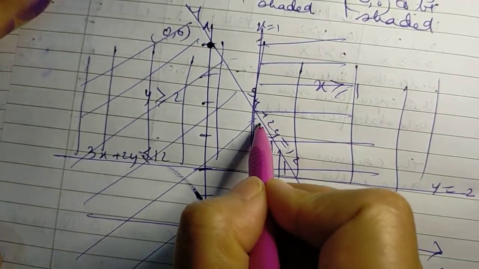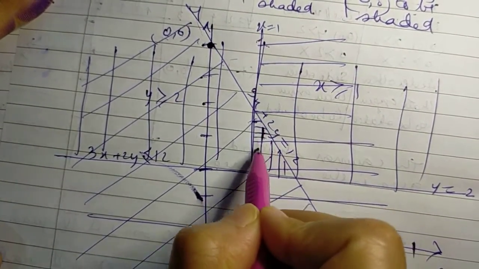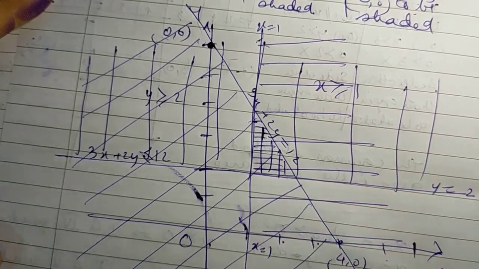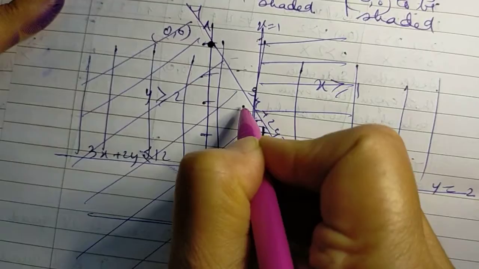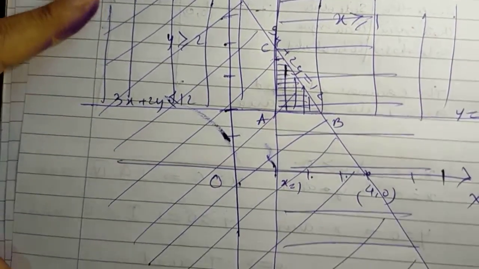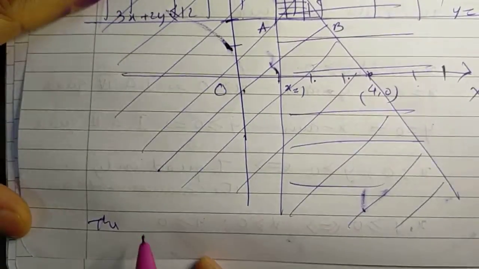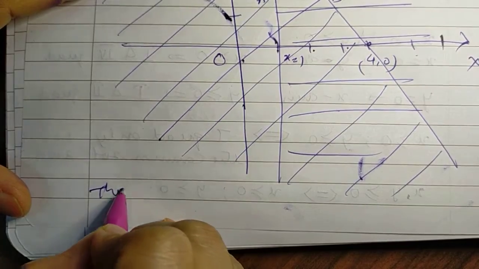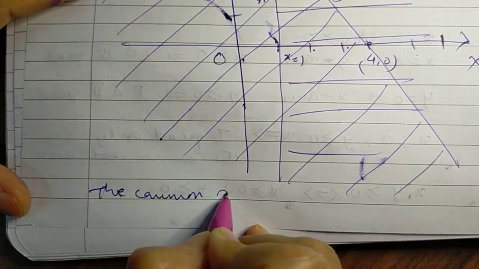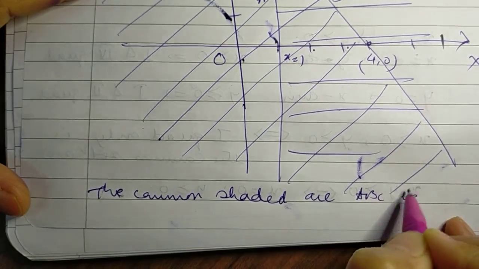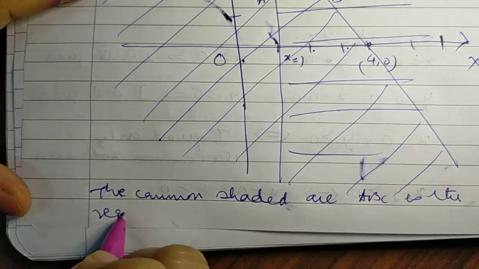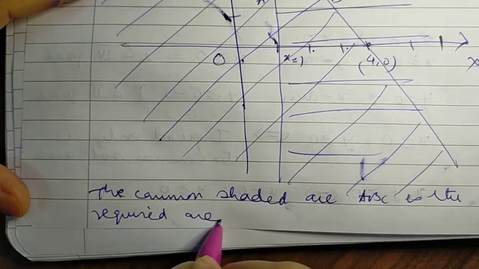So the common shaded area is this small triangular area. Okay, we can name it as A, B, C, and we report the common shaded area A, B, C as the required area.